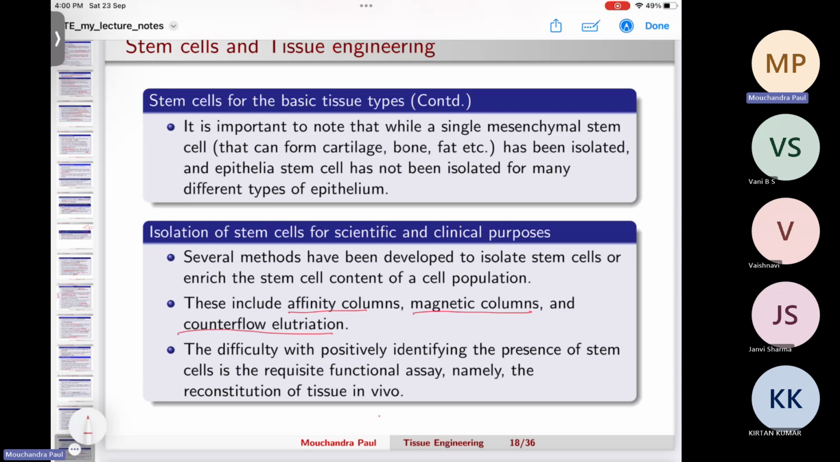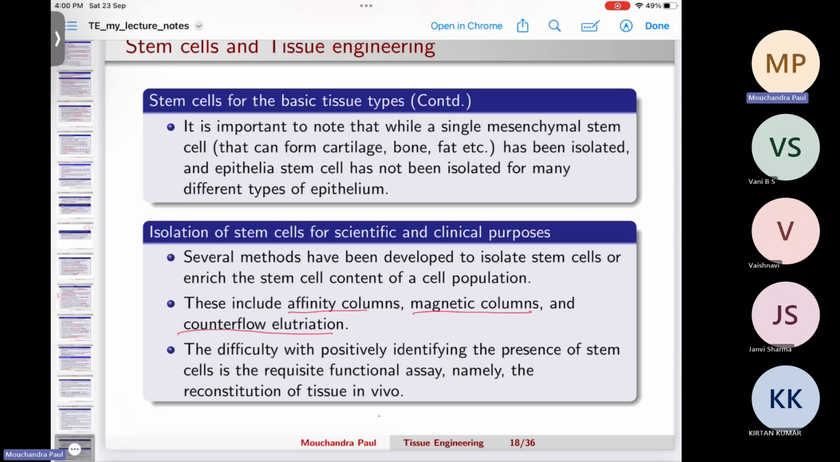There, they use antigen-antibody interaction, where antibodies are present in the column. These antibodies are designed to uniquely bind to a specific stem cell antigen. When they pass the cell suspension through this column, only the stem cell having that unique antigen will bind, and the rest will flow out. This kind of logic is used to uniquely identify the stem cell population.